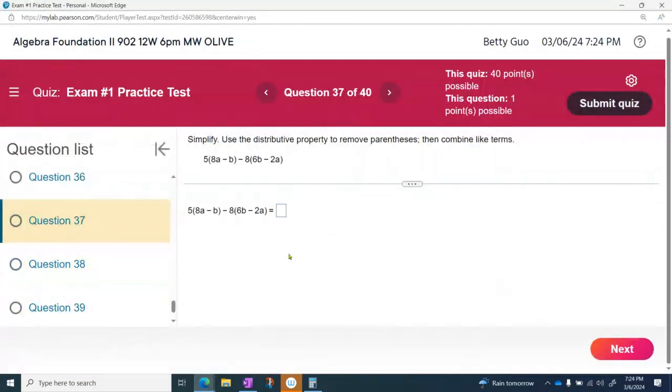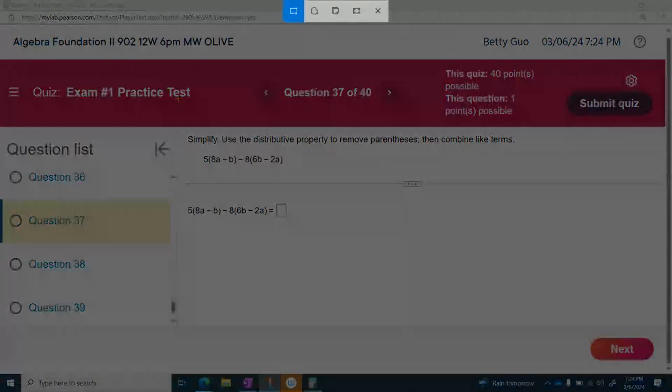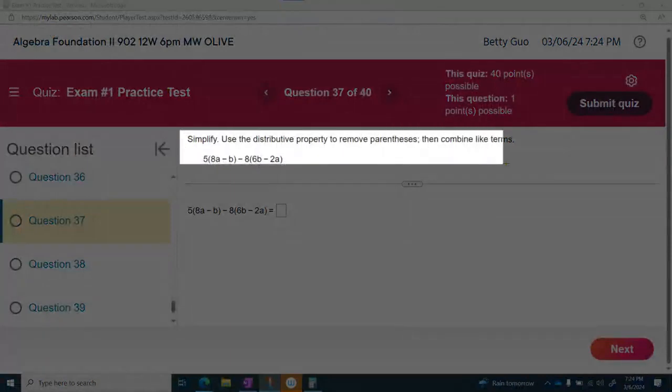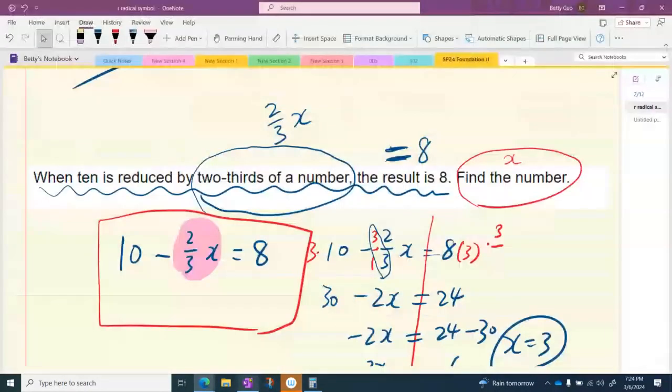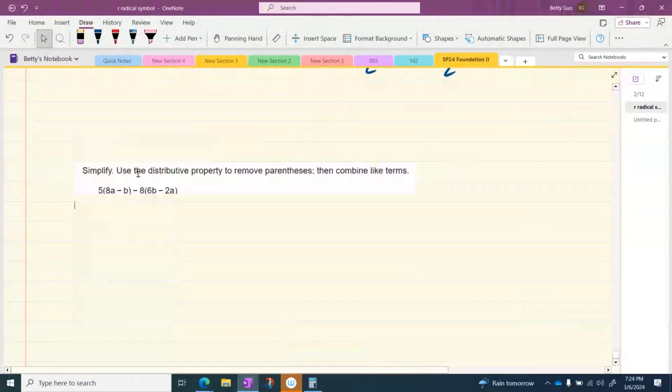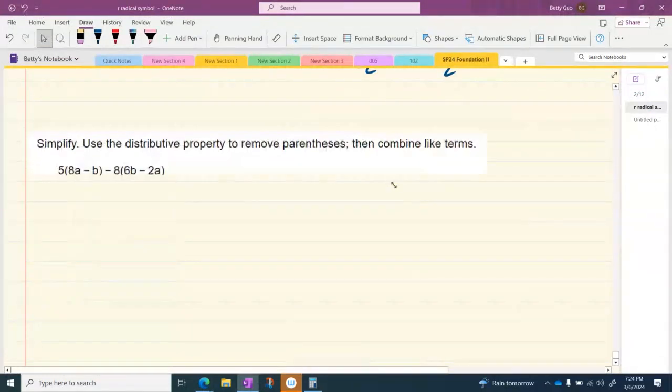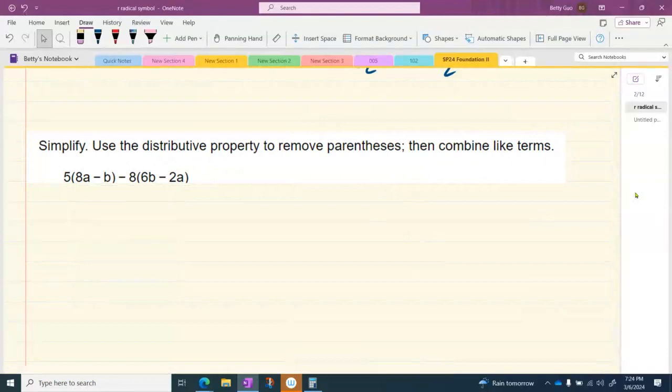Okay, try this. I'll give you a little time first, and then we try it together. Distributive property, combine like terms, very important topic. You try first. One more minute, and I'm going to do it with you.